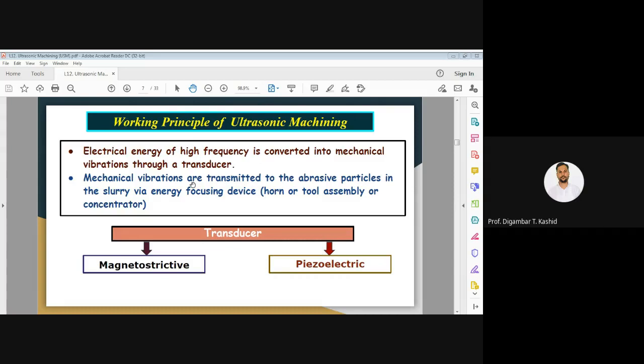Some researchers have proposed that when abrasive particles hit your workpiece, erosion may take place in one or more of three different modes. In one mode there will be erosion, in the second mode there is colliding or sliding of your abrasive particle, and in the third mode, small-scale action will take place by exciting the abrasive particle. So that erosion will take place. So this is the working principle.